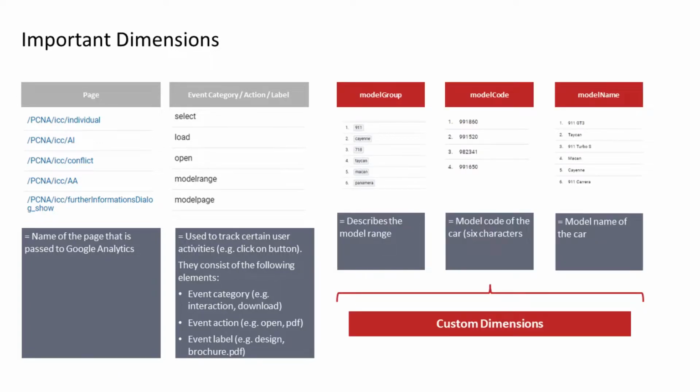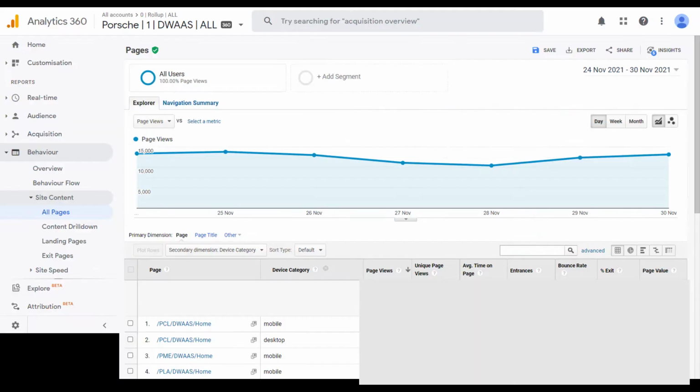There is a special type of dimensions which we call custom dimension, as they are specific to Porsche. Custom dimensions are, for example, model name, model group, and model code. You can find a link to the full list of custom dimensions in the description below.